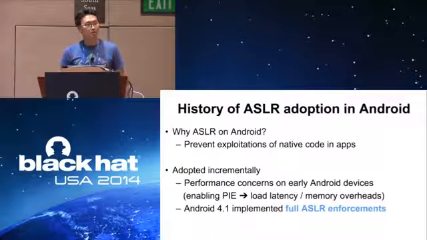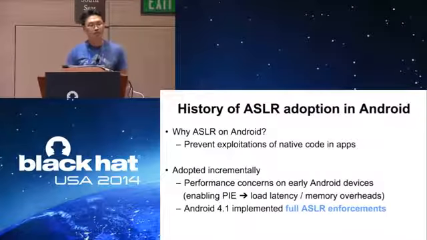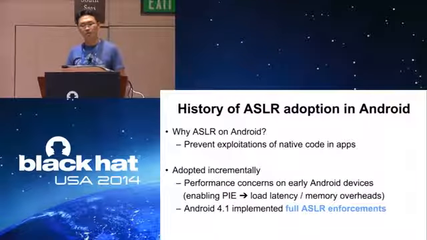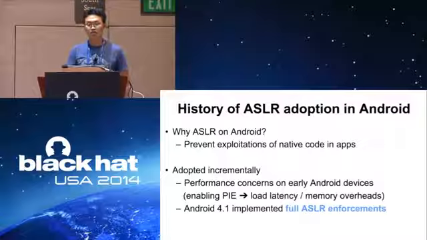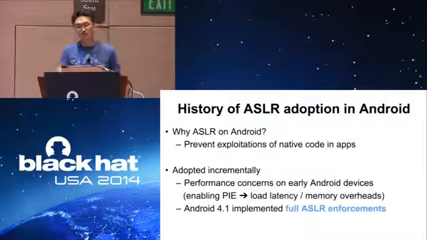As I mentioned before, ASLR increases performance overhead, especially for early Android devices, which had small memory and limited CPU computing power. So there were performance concerns. To implement ASLR, you need to enable PIE, position independent executable. But if you turn on PIE, there are latency and memory overheads. Finally, Android 4.1 implemented full ASLR enforcement.